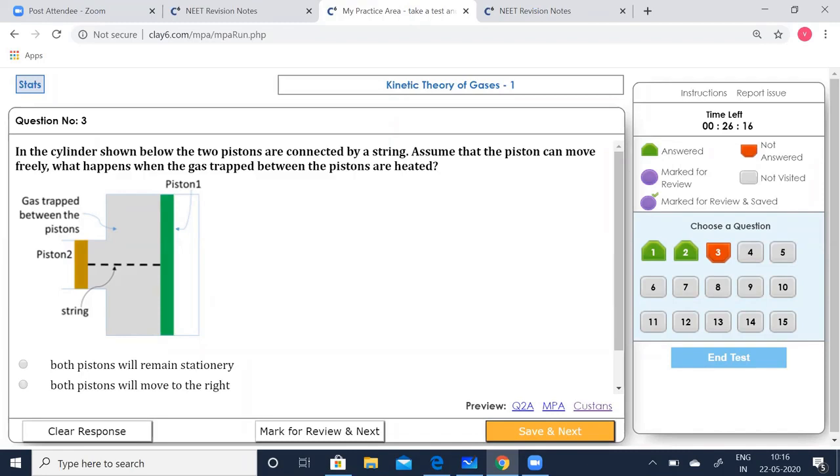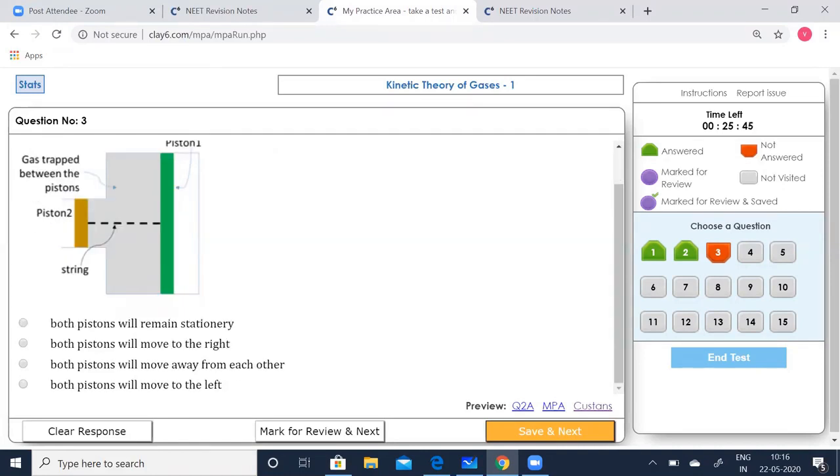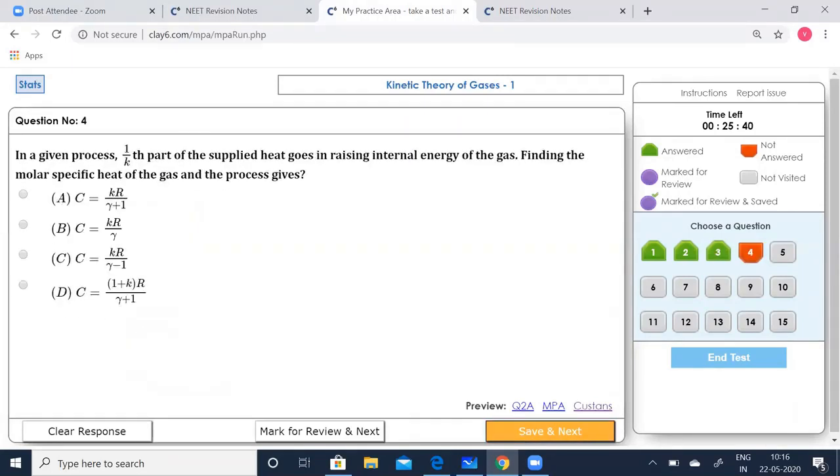Now you can see that the gas is getting heated. That will increase the pressure. Once the pressure is increased, it is going to move the piston. The movement of the piston will be in such a way that it increases the volume of the gas and thereby reduces the pressure. So the piston will move towards the right. Let us see which option is correct. Both the pistons will move towards the right. Option B is correct. Click that and go to the next.